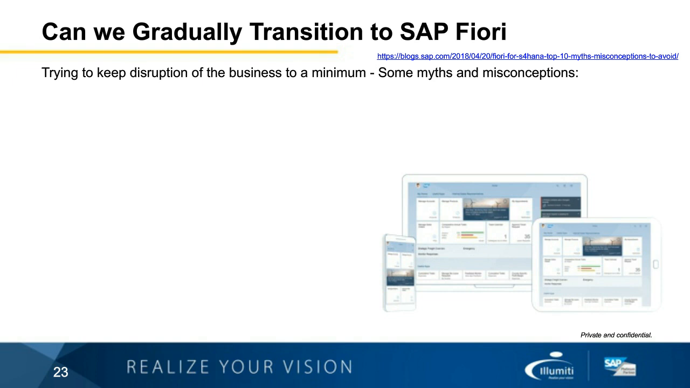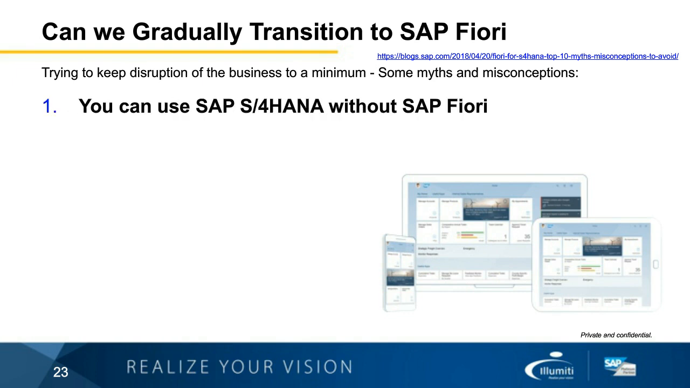So I highlighted just 3 of these 10 in my overview today. The first one is kind of a myth, where everybody says, well, just do a technical upgrade to S4HANA. You don't have to use SAP Fiori. Use the old GUI forever, and everything will be good. You'll be on the new code base, but you'll just be using the GUI as before.